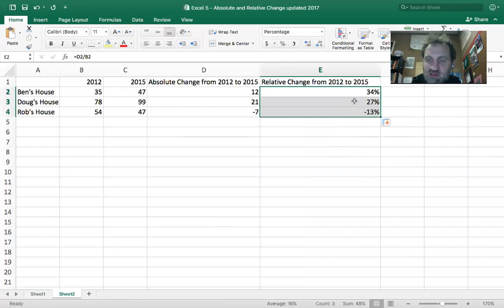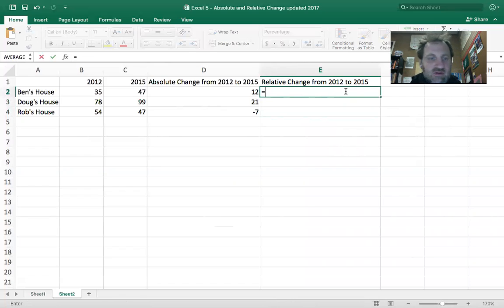Now let me show you something just so you can get a sense of some of the other mathematical things that are going on here. If I wanted to do new minus old divided by old, I can.